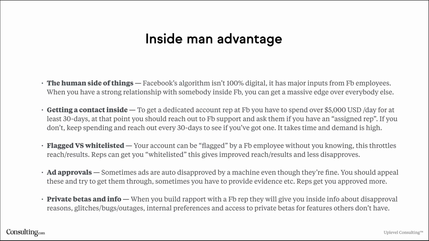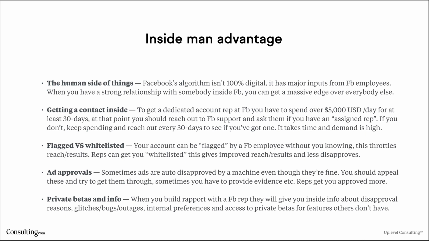And then ad approvals. So sometimes ads are auto-disapproved by a machine even though they're fine. And you should appeal these and try to get them through. And sometimes you have to provide evidence, etc., through the approval process when you're chatting with a rep, or when you're chatting with a Facebook support person. You don't need a rep to appeal your ads. And if you think your ads are fine, truly, and you're not breaking any rules, you should appeal them.